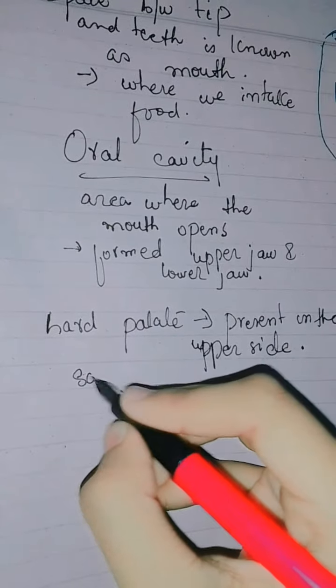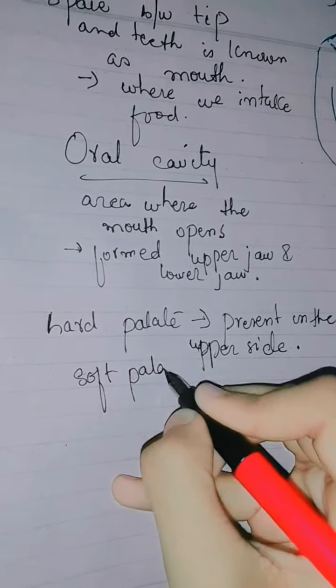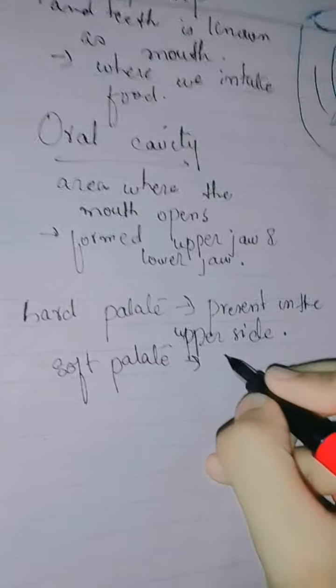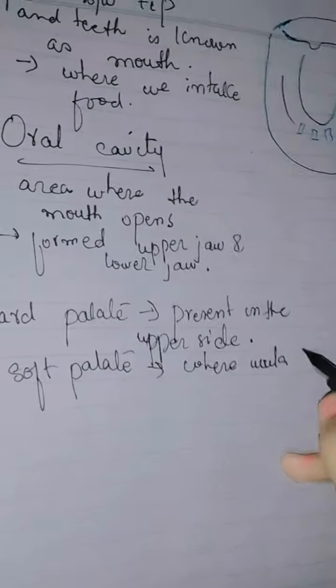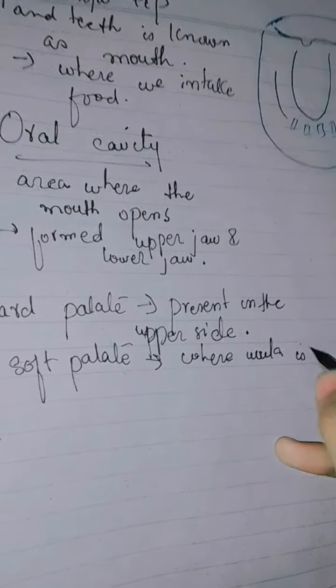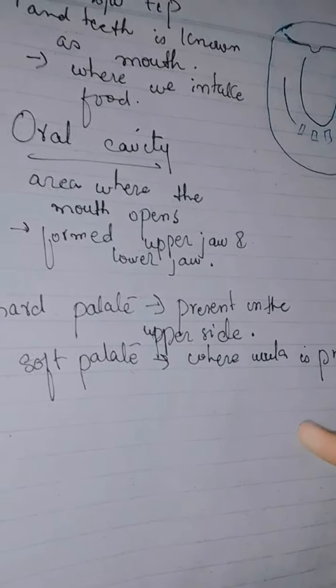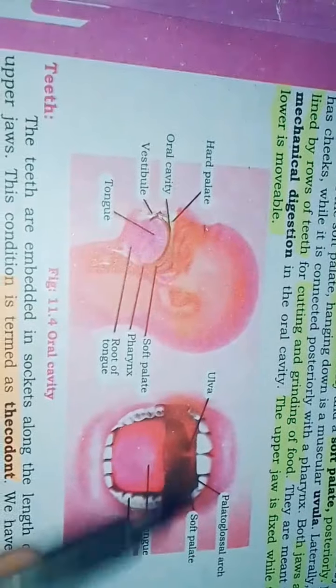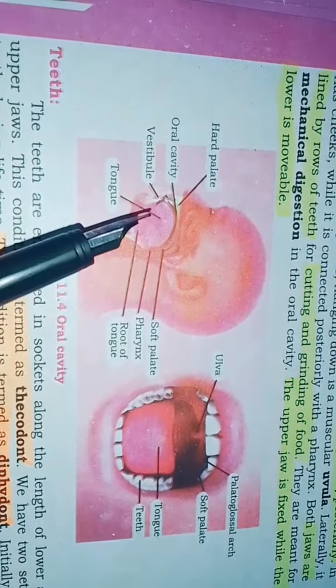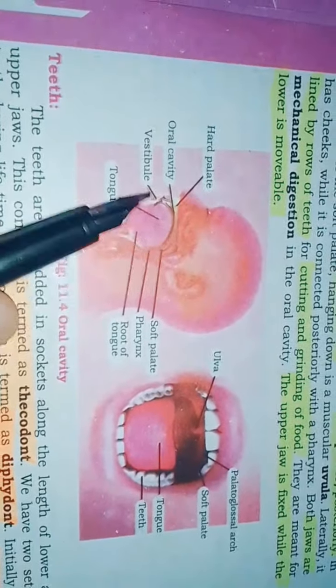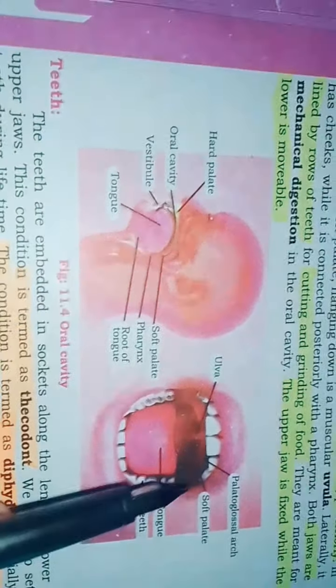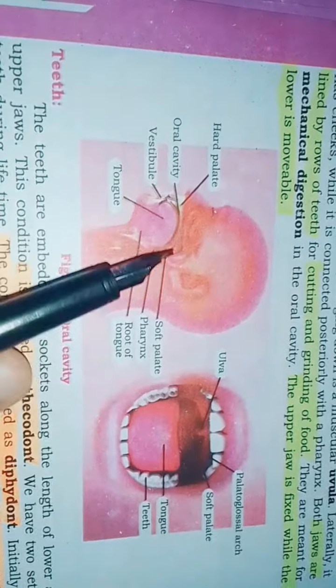If we talk about the soft palate, it is basically present where the uvula is present. We'll talk about where the uvula is and what the uvula is. Where the uvula is present, that is the soft palate. The hard palate is where the roof, the arched roof, is present.